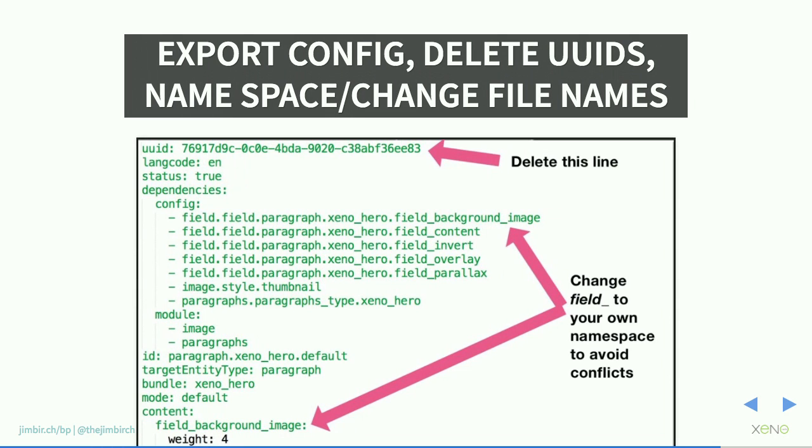When you're all done, export the configuration, and then you've got to do a couple things. This is probably the most tedious part. The first line in your configuration is a UUID. This makes it unique to the Drupal site that you're using it on. We don't want to make it unique, so just go in and delete that line altogether. The next thing I found is that you need to change the namespace.